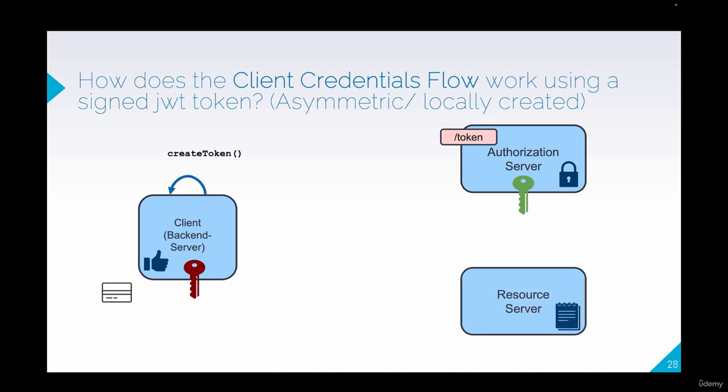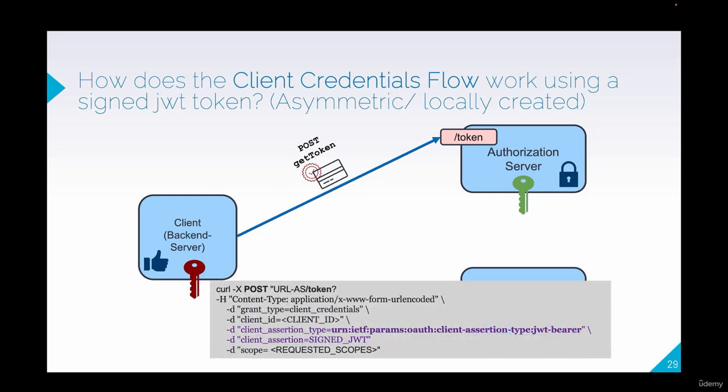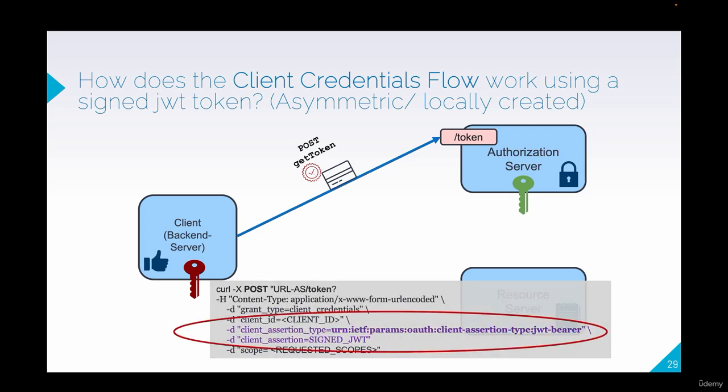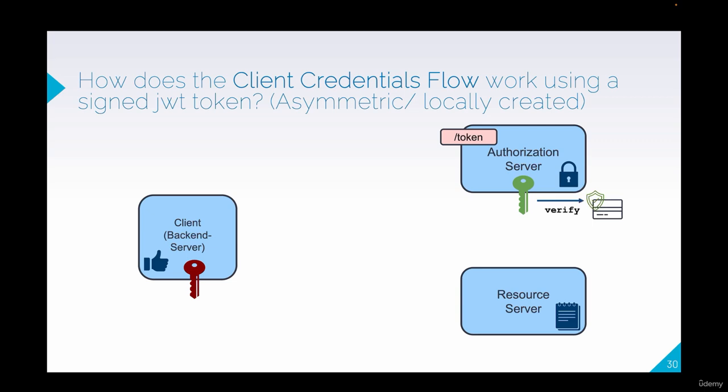The client creates a JWT token and signs it with a secured private key. The client sends a POST request to the token endpoint, including the signed JWT bearer assertion for authentication. The curl command structure remains the same as with symmetric signing. The authorization server verifies the token using the public key.